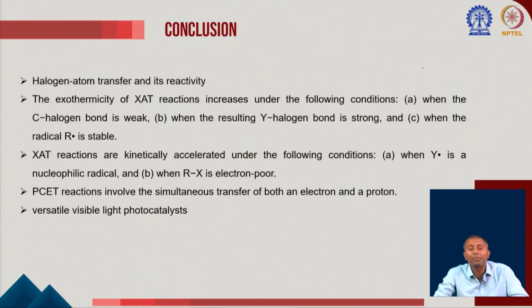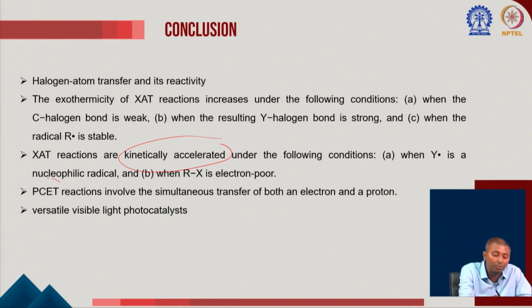So in this particular topic, I talked about the halogen atom transfer reaction and its reactivity. I talked about the different factors, how they are important in the halogen atom transfer reaction. I also talked about how the bond dissociation energy is very important, and you have also seen that there are some other factors, like you have to use a nucleophilic radical for this reaction. And then you have seen how these reactions are important once you are using the alpha radical for this reaction. And then at the end I talked about the definition of proton coupled electron transfer.